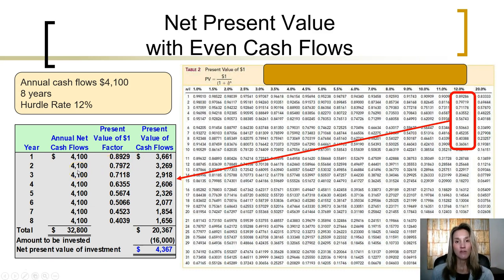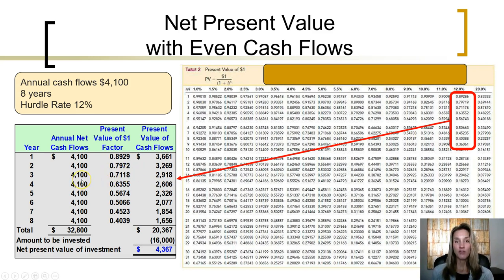We then do the same thing for year two's cash flows related to this investment. $4,100 to be received in year two at a return of 12% will be received in the second period. Present value factor 0.79719. We multiply that present value factor by the cash flow in year two to calculate the present value of the $4,100 that will be received in year two, what it is worth today.